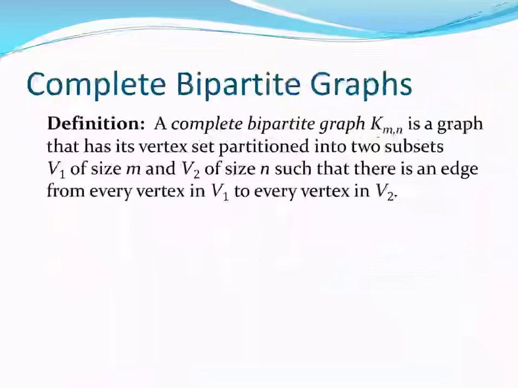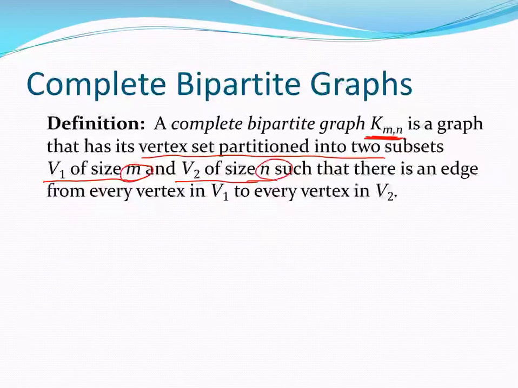Okay. Here's the definition of a complete bipartite graph. It has the designation K_{m,n}. That is a bipartite graph that has a vertex set partitioned into two sets, V1 of size m and V2 of size n, such that there's an edge from every vertex in V1 to every vertex in V2. You can't add any more edges to a complete bipartite graph and remain a bipartite graph.